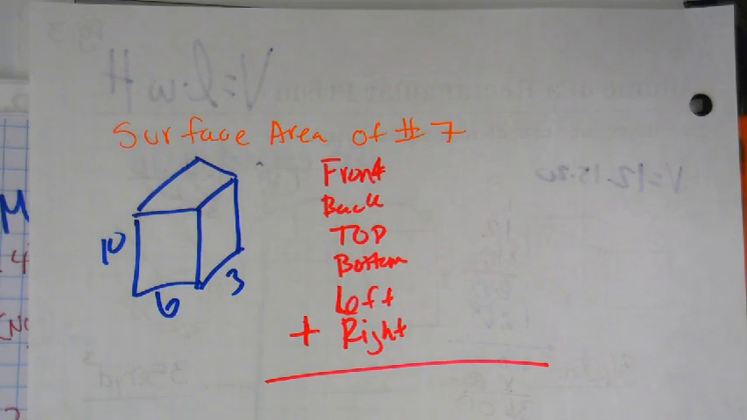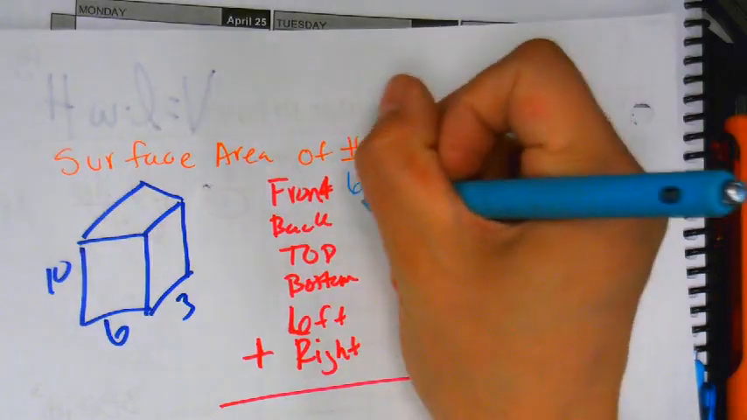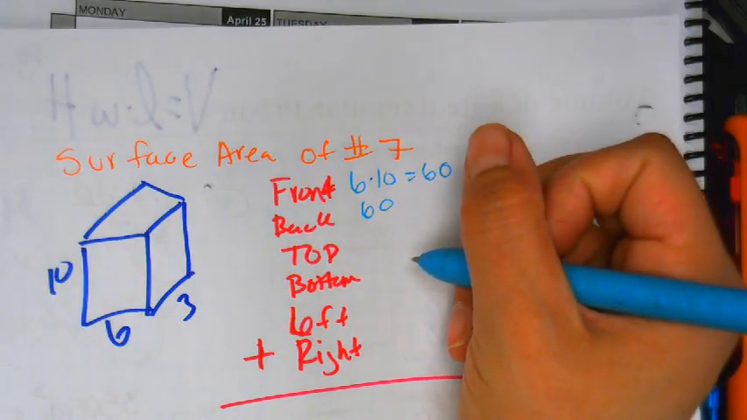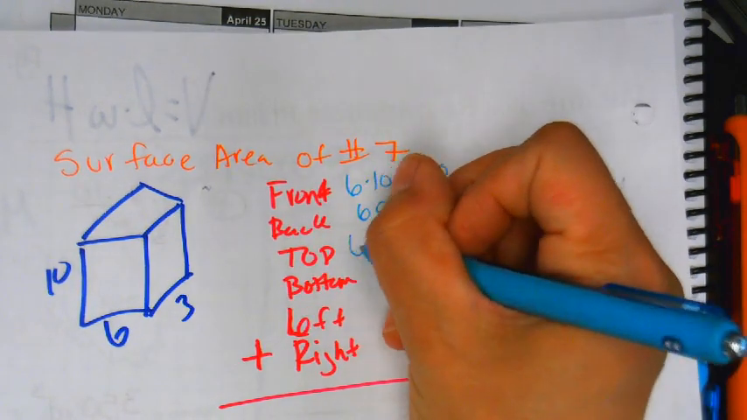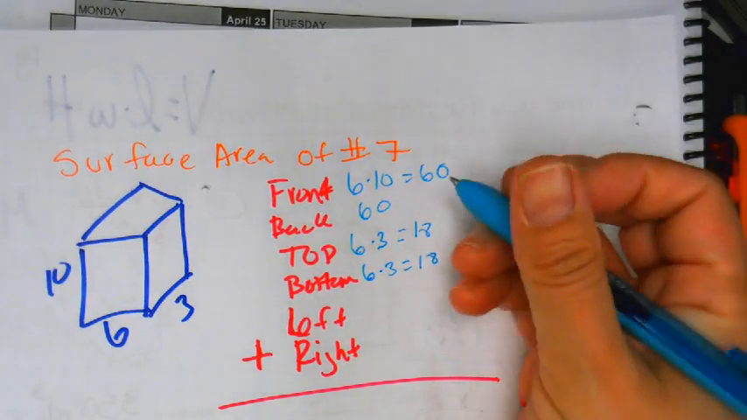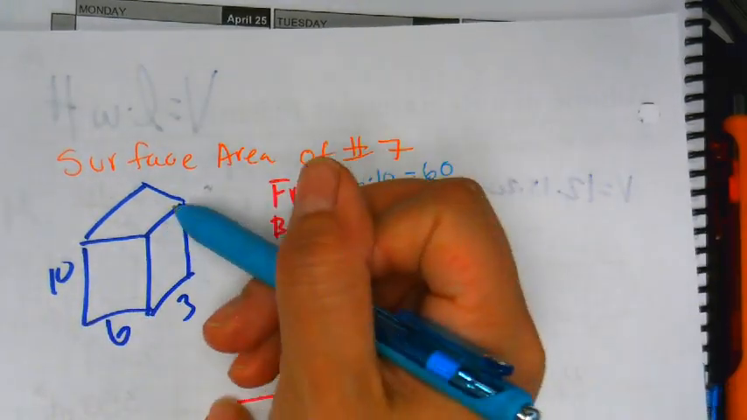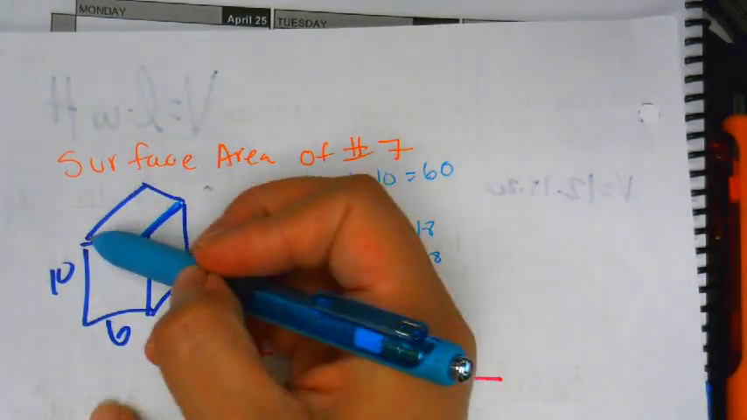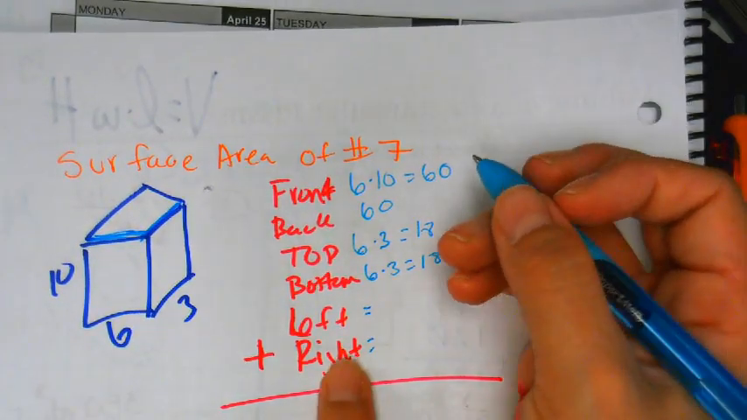All right. What are my 2 numbers for the front side? The front is 6 times 6. 10 and 6, which is 60. What about the top? 6 times 3. And then the left side? 6 and 3? Because this number is 3 and this number is 6. And then left side or right side would be 10 and 3.